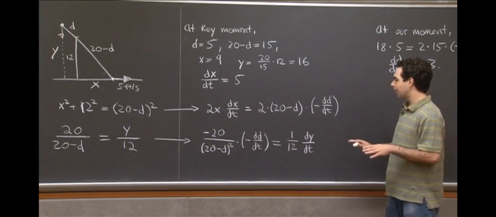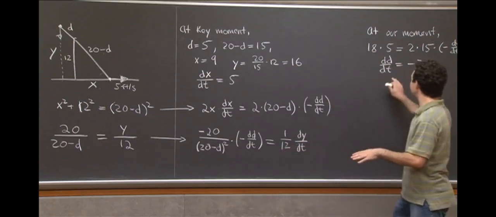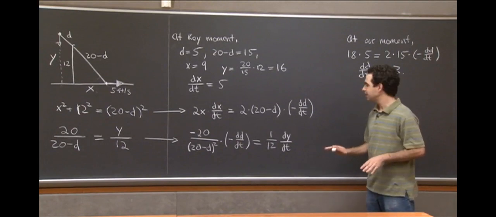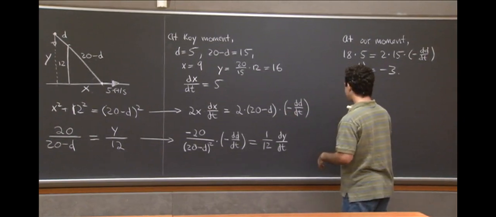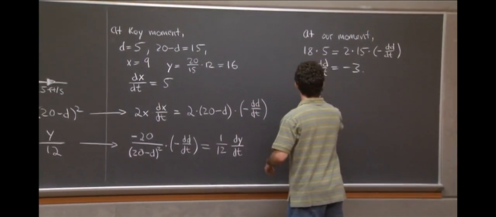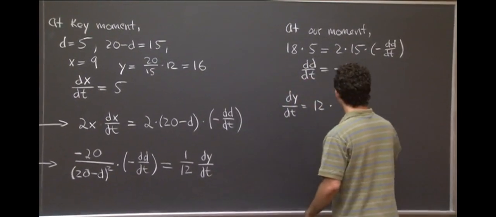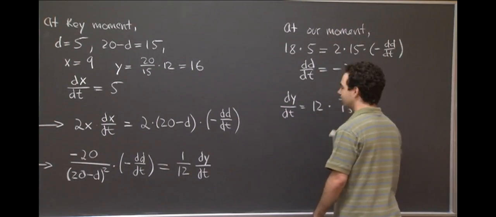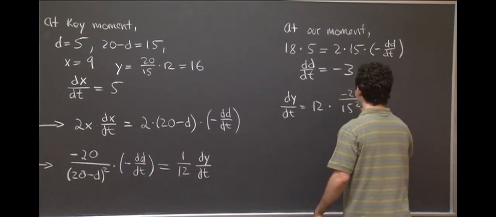So now I'm back at this plugging in stage. At our moment in time, I know what D is, and I just figured out what dD/dt is, so I can plug those values in to figure out what dy/dt is. Let me just multiply through by the 12, and that'll let us solve. So dy/dt is equal to 12 times minus 20 over 15 squared times minus 3 times 3.